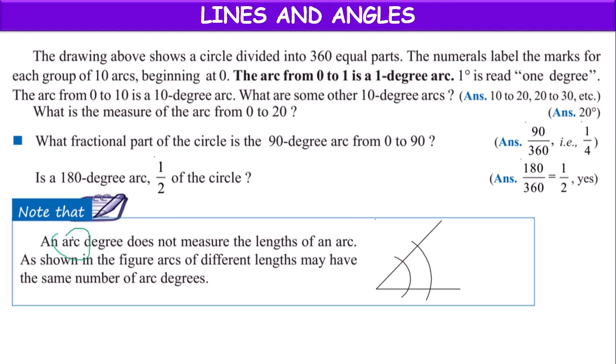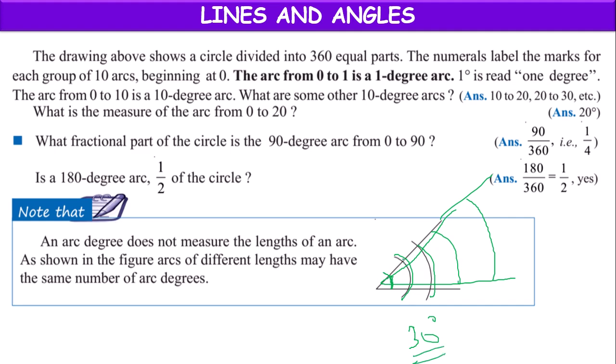So here children, the arc degree does not measure the length of the arc. Between these two lines only, for representing this angle, we can draw this arc, we can draw any kind of arc, but this opening by all arcs is measured by 30 degrees only.